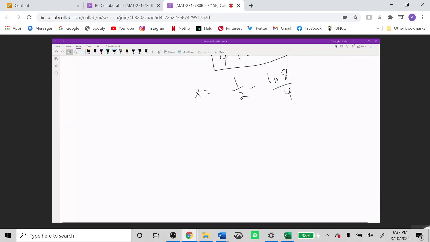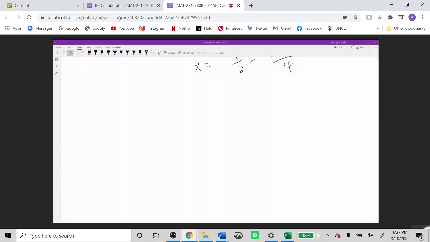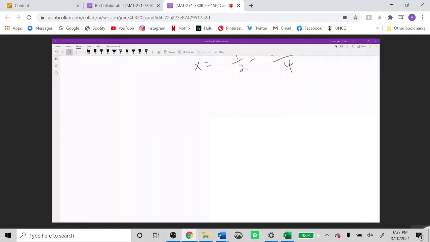There's a nice example of using these laws of logarithms to expand a logarithm. I leave that as an exercise for the reader, as the textbook perhaps likes to say, or as is the meme in the math community.